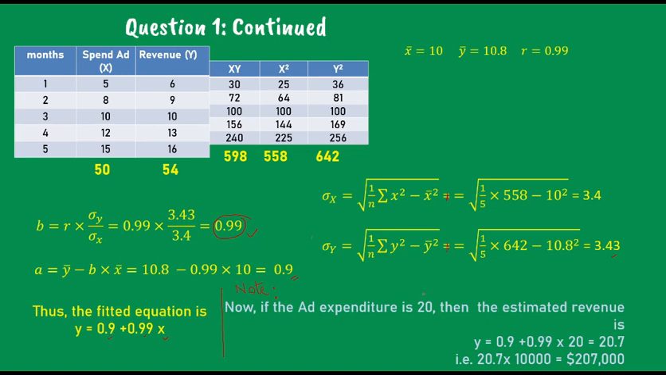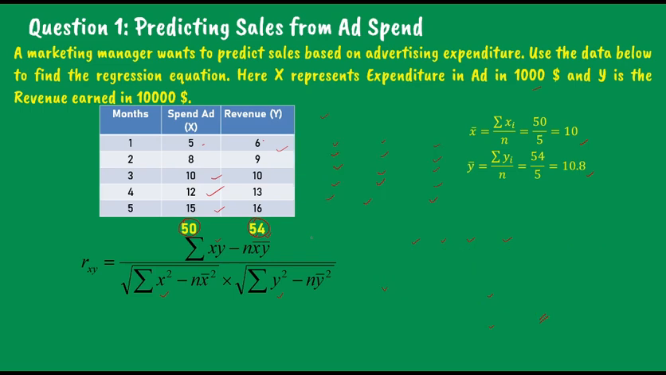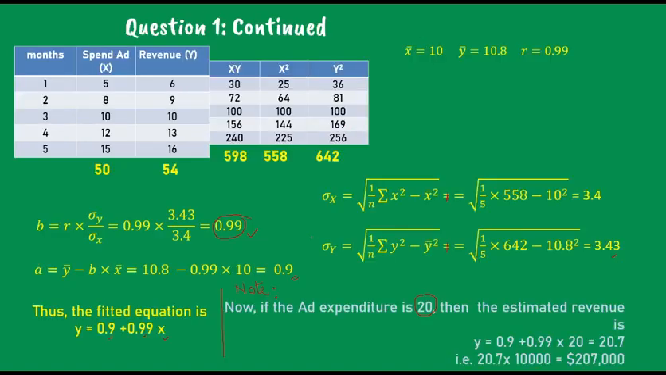Now, suppose you want to estimate the revenue when the ad expenditure is 20. Here you put 20 in place of x, and when you compute this you get 20.7. So 20.7 what? 20.7 times $10,000, because the data was in $10,000. That is what I told you: expenditure is in $1,000 and revenue earned is in $10,000. So whatever estimate we get at the end, you have to multiply it by $10,000. So you get $207,000. This would be the revenue earned by the organization.